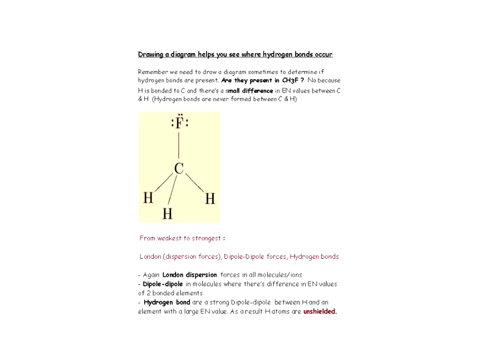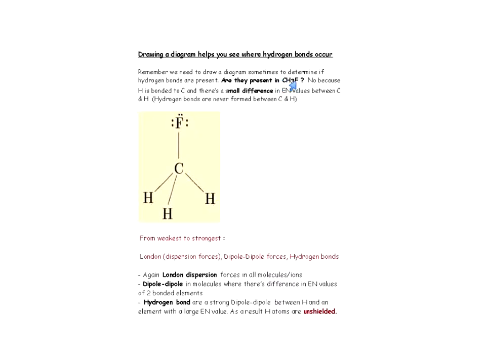Okay, what I wrote here is that drawing a diagram helps you to see where hydrogen bonds occur. So for instance, if somebody just gave you this molecule here, CH3F, you might not necessarily know, just to look at it, whether the H's are bonded to the C's, or the H's are bonded to the F's, right? But when you draw it out, you can see that the H's are all bonded to the C. So because of that, we know that this doesn't form hydrogen bonds, right, between C and H. It's not a large enough difference.